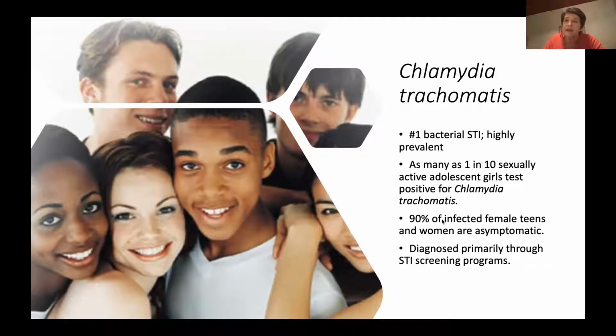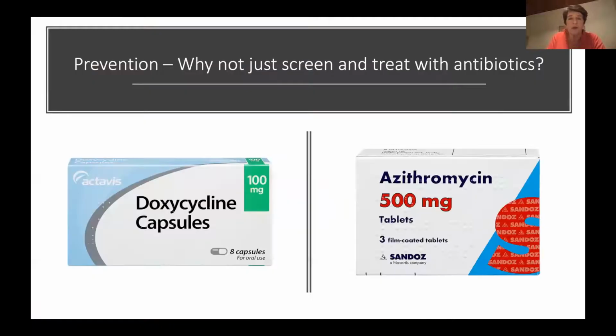In fact, 90% of infected female teenagers can have infection and have no symptoms, so they don't know they're infected. And boys are similar. Boys have about 70% rate of asymptomatic infection. So if you don't know you're infected, you don't go to the doctor, and you continue to spread infection if you're practicing unprotected sex. So this infection is diagnosed primarily through screening programs when young teenagers or young adults, older adults come into their doctor for their routine health care and are screened for infection. This is when you find it.